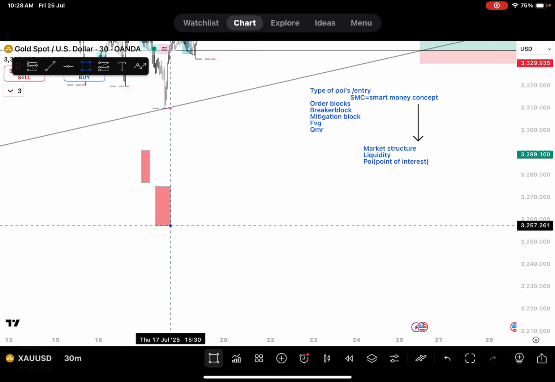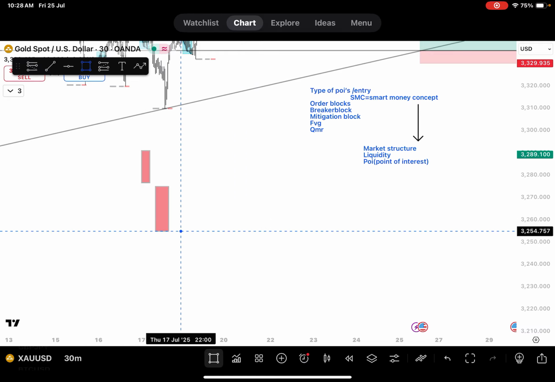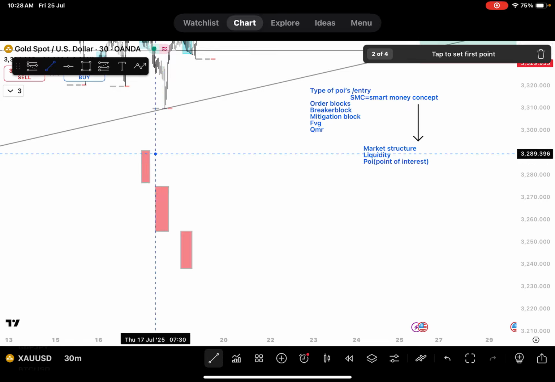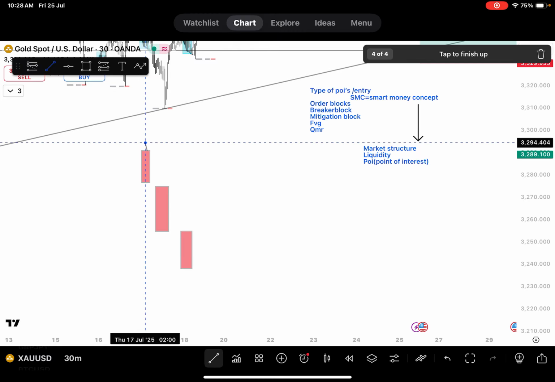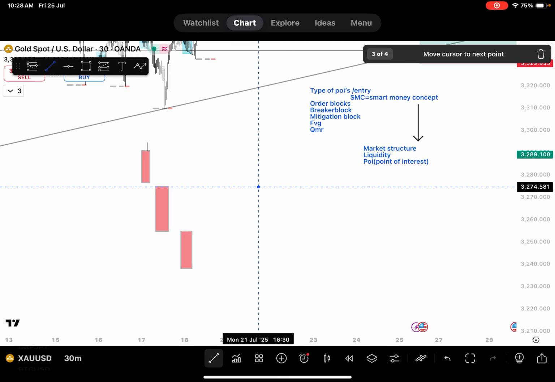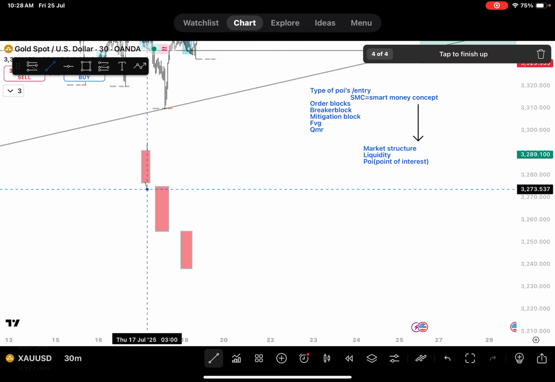You have another candle like this, and you have another candle like this. Candlesticks are not just plain like this. Candlesticks always have small wicks on them like this. They are not just plain.